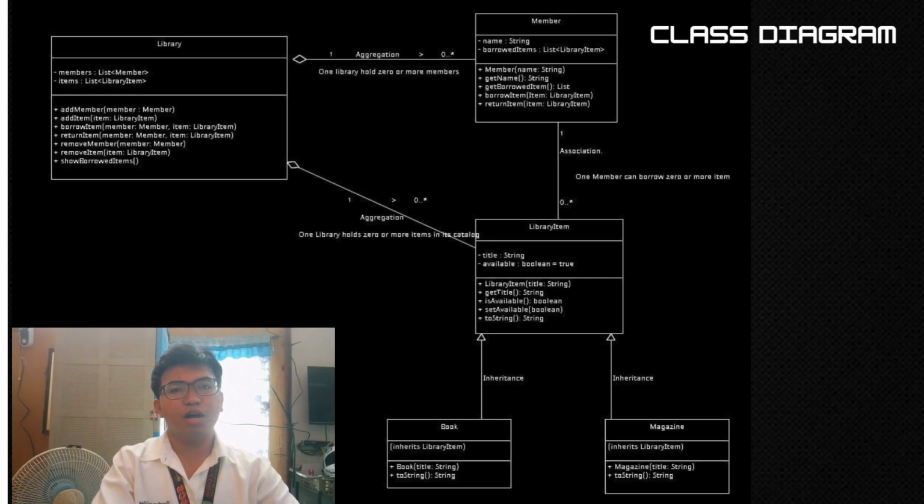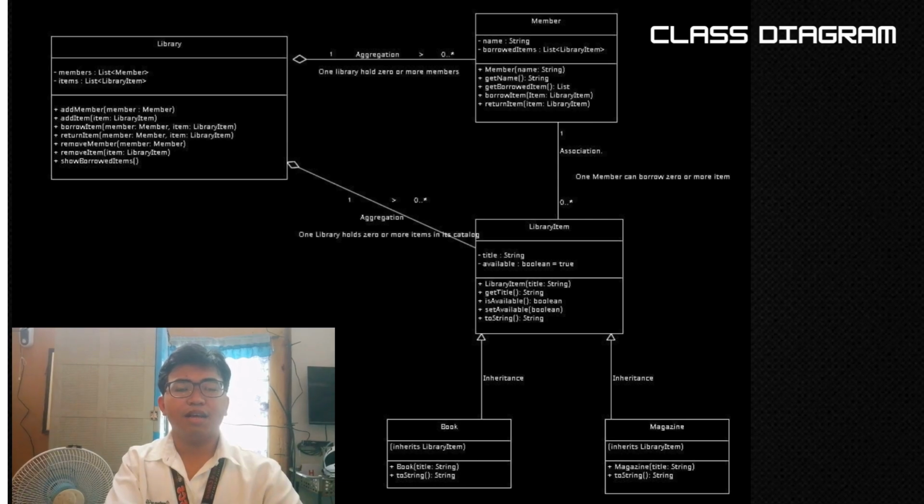Then the third class is library item, which is the base parent class for the items that can be borrowed. It contains the title and availability status of an item and a basic method like checking availability. Book and magazine items inherit from this class.